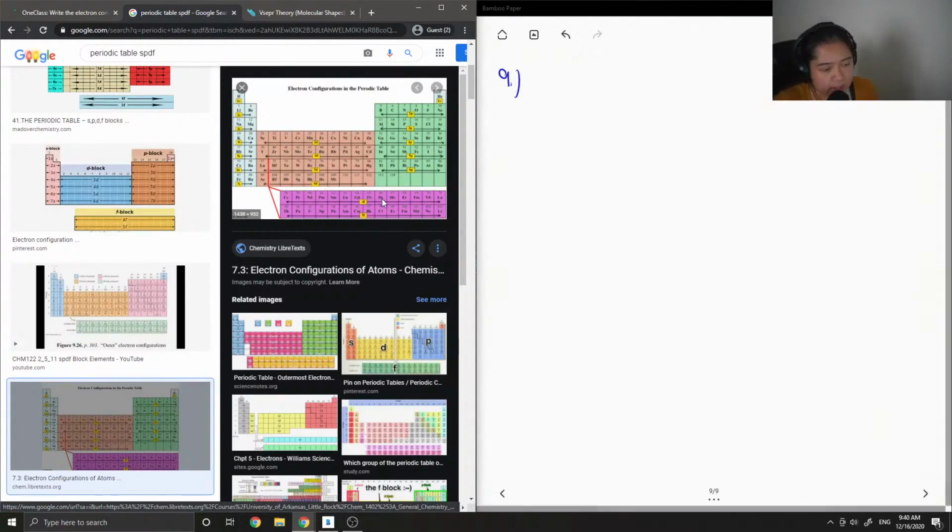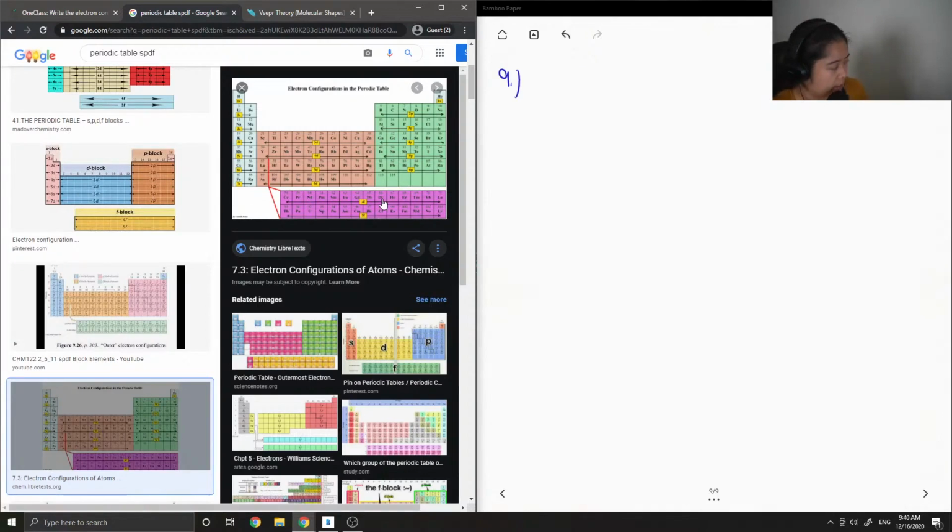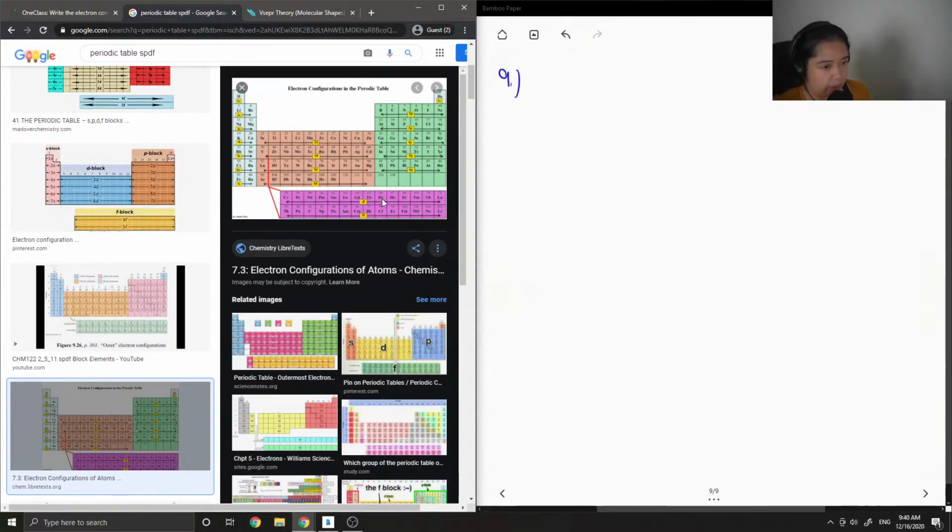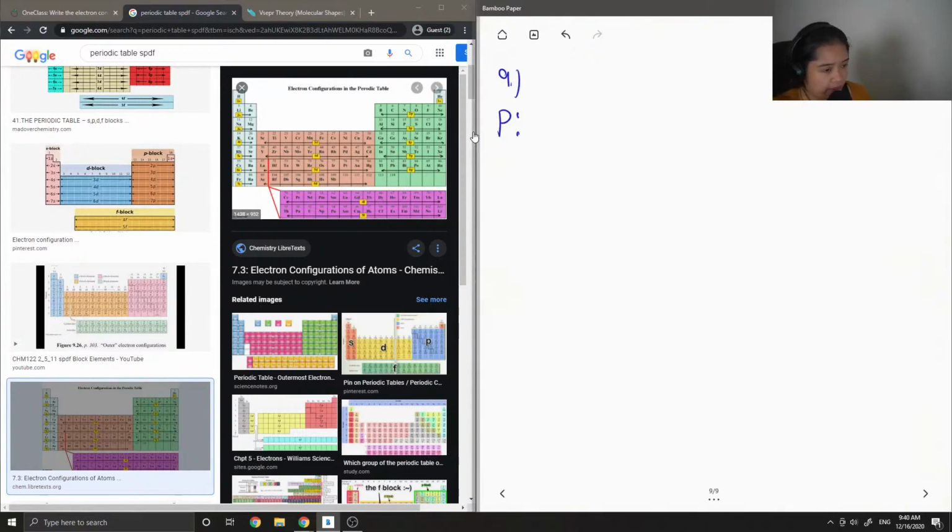Okay, so this version of the periodic table highlights the s, p, d, and f orbitals. If we were to write down the electron configuration of phosphorus, it is found here, atomic number 15. To write the shorthand configuration, we would put the noble gas that comes before it in square brackets. So in this case, it is neon.